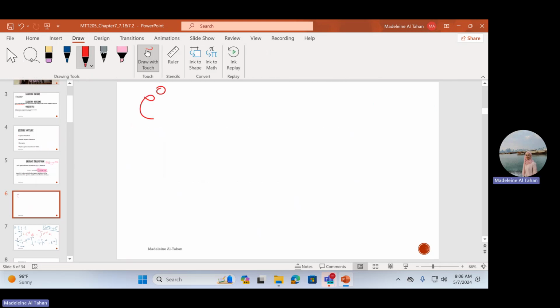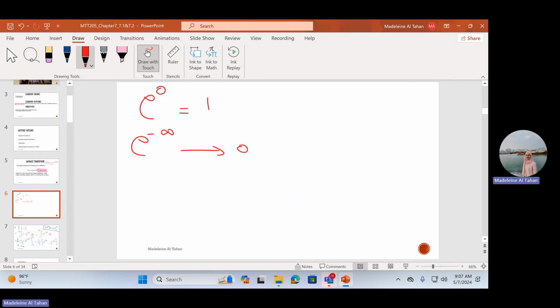e power 0 is equal to 1. e power negative infinity tends to what? 1 over e to the infinity, which is 0. Now, e power negative infinity, I don't mean that we are putting negative infinity. This is the limit of e power x as x tends to negative infinity.